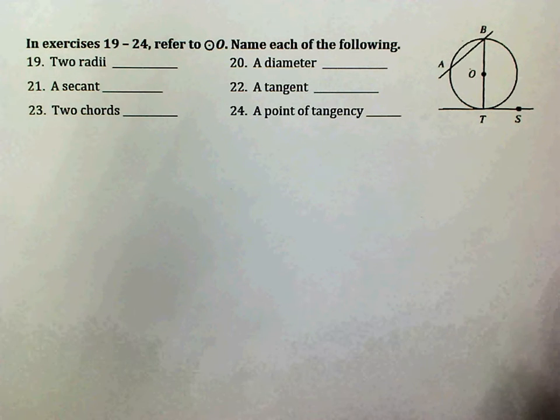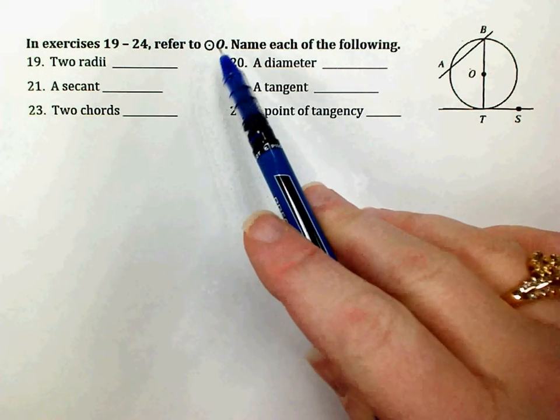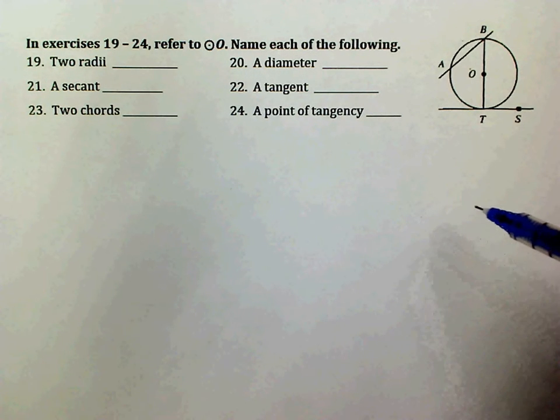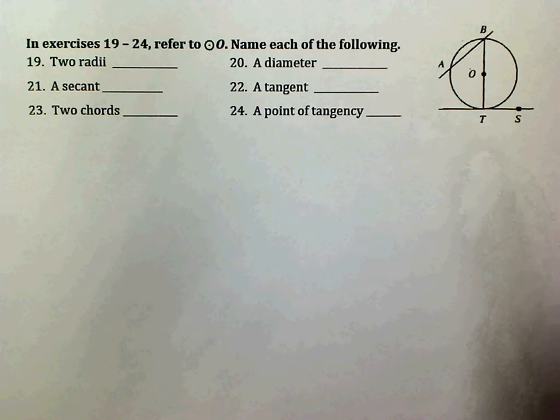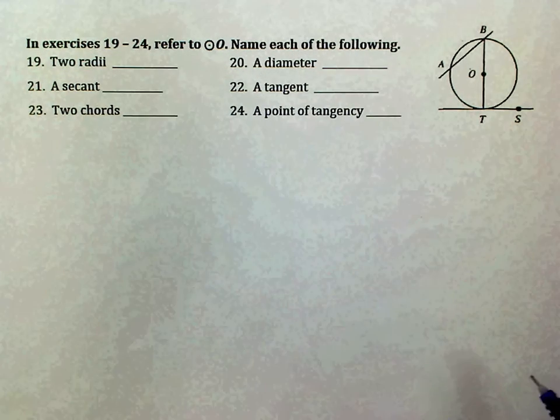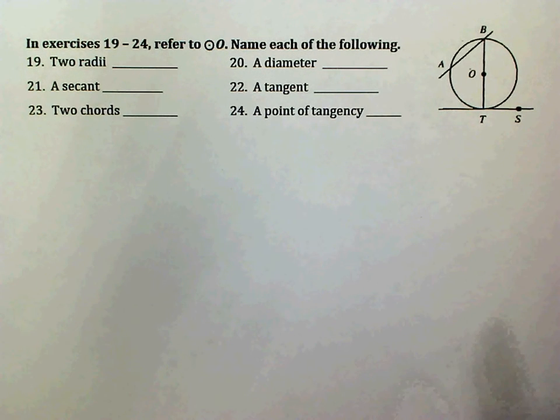On numbers 19 through 24, you're told to refer to circle O, which tells you O is the center of that circle. So in naming these parts of the circle, remember we've talked about a bunch of different rules. You have to know what the word means. You have to know the vocabulary word, and then you have to know how you can write the segment or line that represents that word.